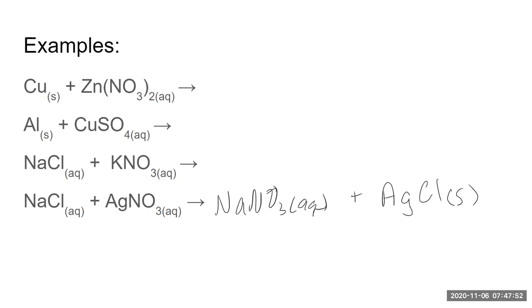So that's how you're going to use solubility rules and also the activity series to be able to know what state of matter substances are in, and also if those reactions are going to take place at all.